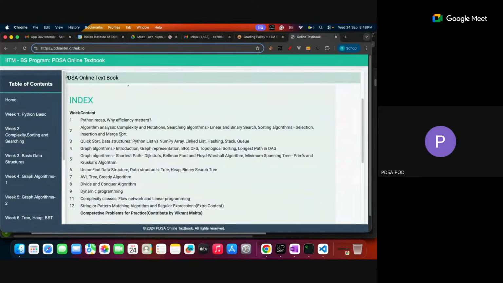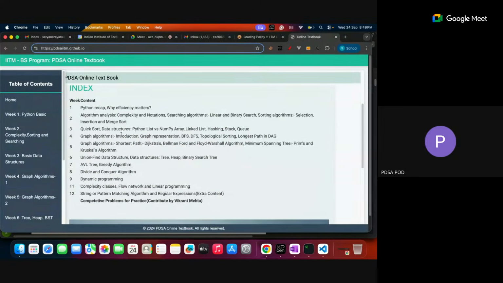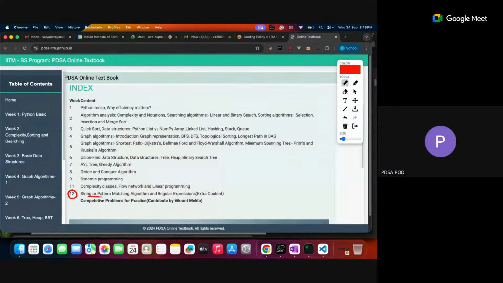As I said, it contains the course of the 12 weeks. Of course, it is 12 weeks, but the string pattern matching is not included. This is extra content only. This will not be available anywhere. It is not there in NTerm or anywhere.